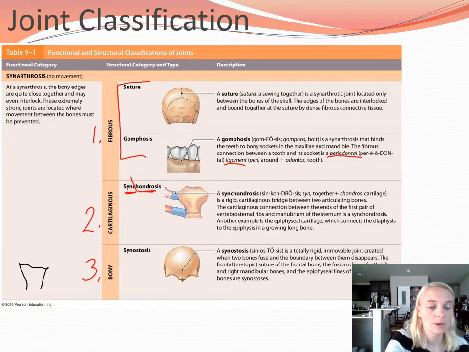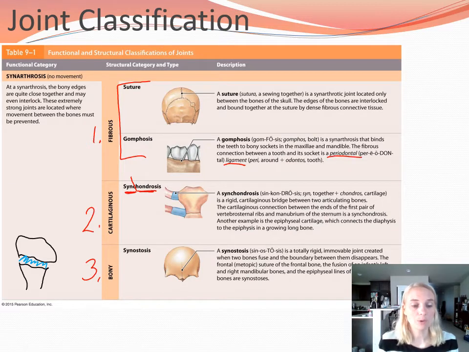So if you remember, we had endochondral ossification, right? So this would be our growth plate, cartilage in there. That would be a synchondrosis. It is an immovable joint, but there's cartilage there.